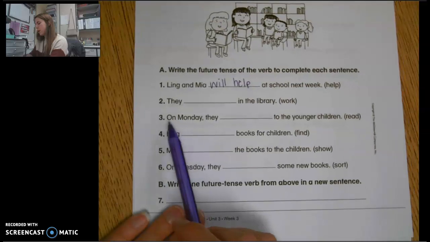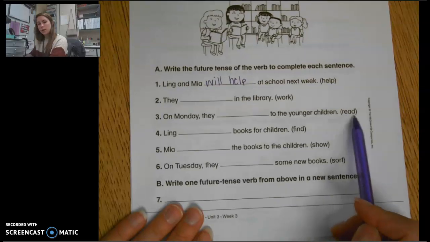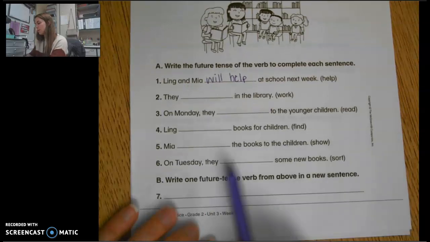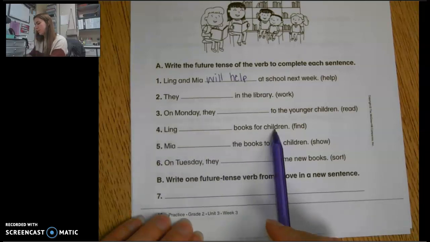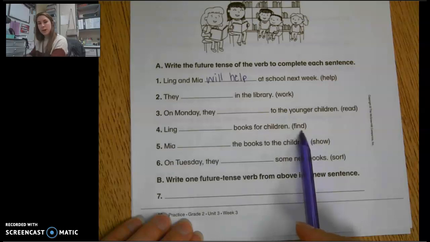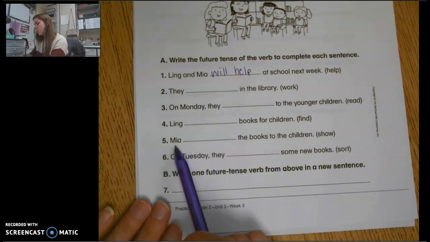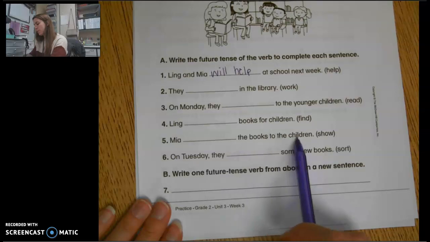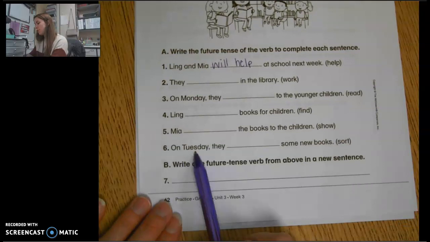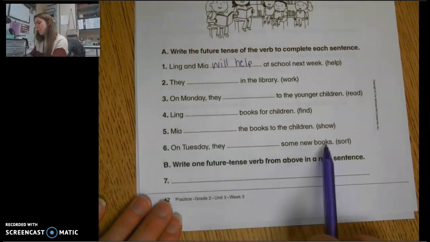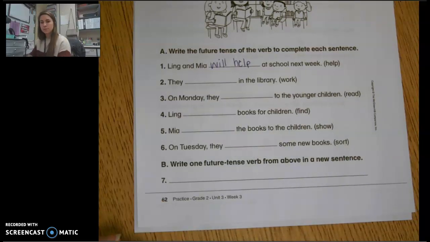Number 3 says, on Monday, they blank to the younger children. So how am I going to make the word read future tense? Number 4, Ling blank books for children. So my verb that's going to go in the blank is find. I just need to make it future tense. Number 5, Maya blank the books to the children. So you need to make show future tense. On Tuesday, they blank some new books. So my word is sort, and I have to make it future tense.